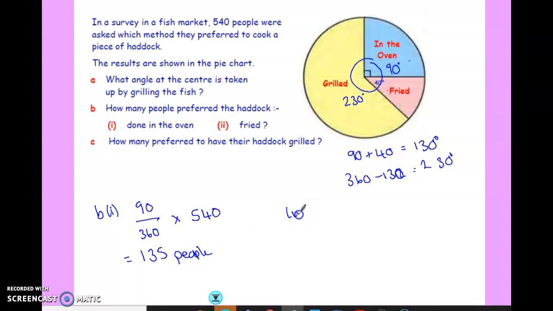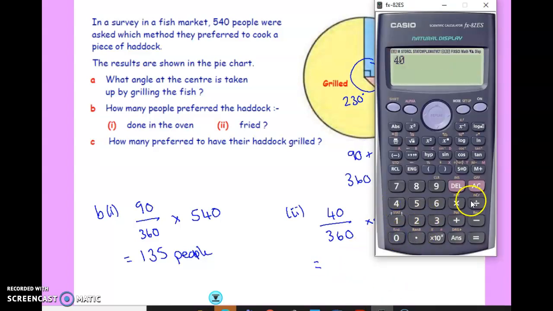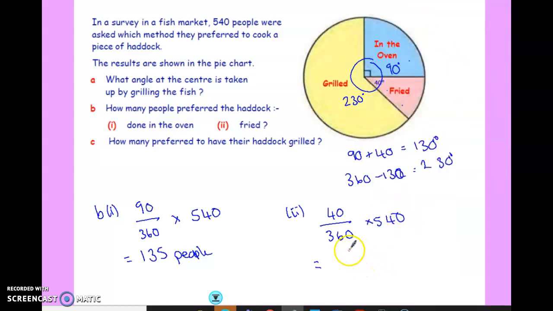Second part then is how many people preferred it fried. Fried, 40 degrees out of 360, it's 40 out of 360 times the 540. Again, divide by the bottom times by the top. You can, if you prefer, simplify down your fraction first. So that would be 1/9, and then you could do it even without a calculator. So that would be 60 people.